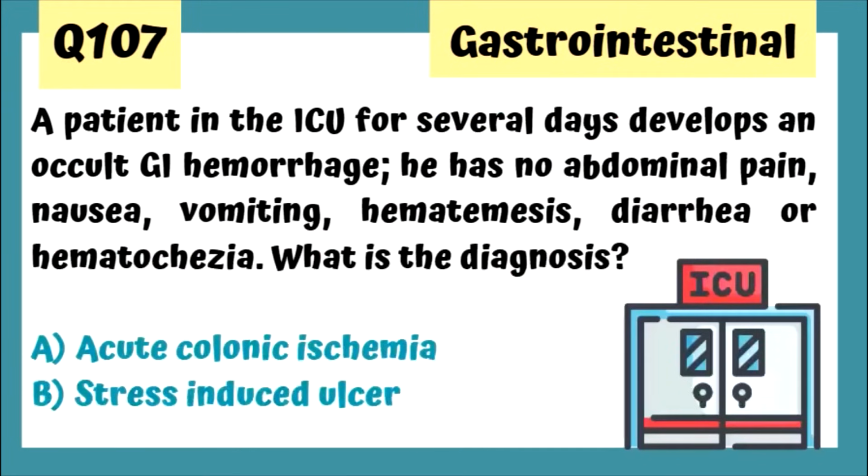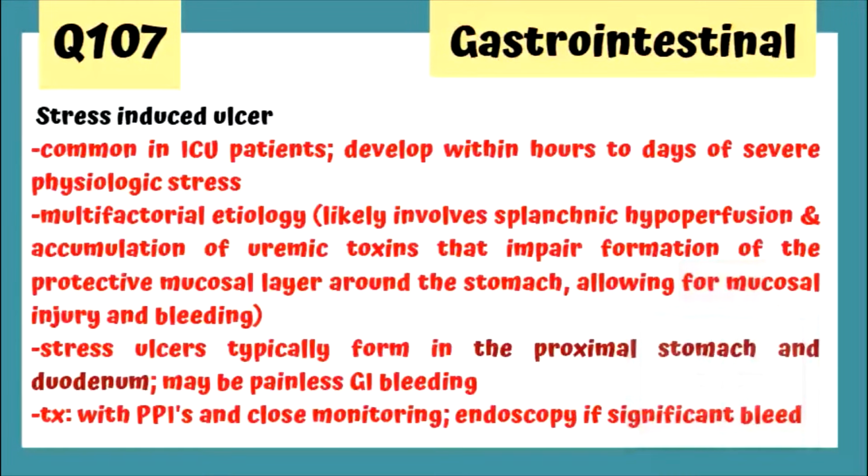Question 107. A patient in the ICU for several days develops an occult GI hemorrhage. He has no abdominal pain, nausea, vomiting, hematemesis, diarrhea, or hematochezia. So why is he getting a GI hemorrhage? And this is due to stress-induced ulcer, seen in patients who were in the ICU. It develops within hours to days of severe physiological stress. It's multifactorial. Stress ulcers typically form in the proximal stomach and the duodenum. They may have painless GI bleeding. Treatment is with PPIs and close monitoring. Endoscopy if there's a significant bleed.